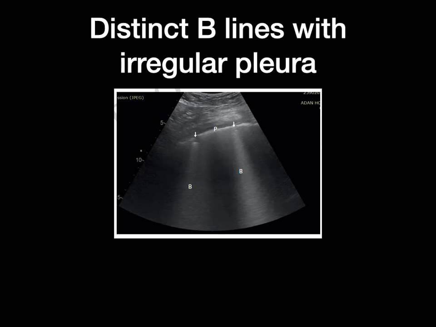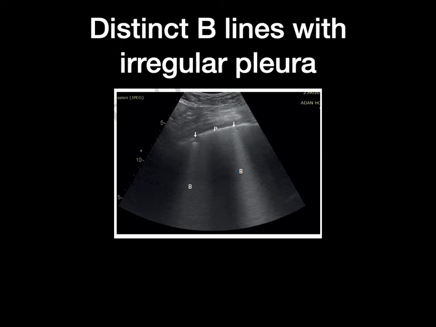Or you can have distinct B-lines emanating from that slightly thickened pleural line. These are the B-lines as shown on the image. They also mention a scoring system, where you count these B-lines in each zone, R1, 2, 3, 4, L1, 2, 3, 4, and then you add them up to come to a number of how many B-lines you see in that patient.